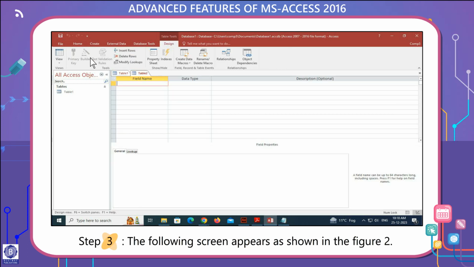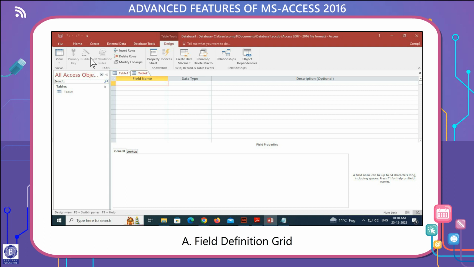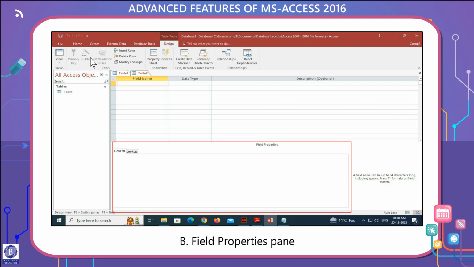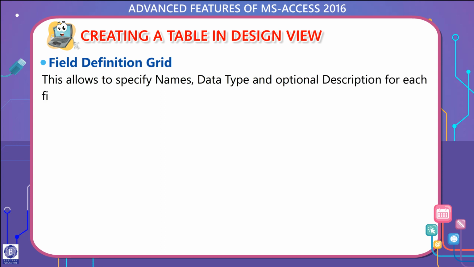Step 3. The following screen appears as shown in Figure 2. The important parts of the Design View window panes are Field Definition Grid, Field Selector, Field Name, Data Type, Description, and Field Properties pane. Field Definition Grid. This allows you to specify names, data type, and optional description for each field. It has the following important parts.